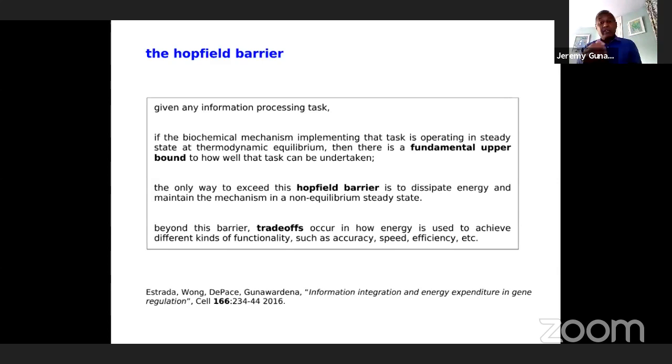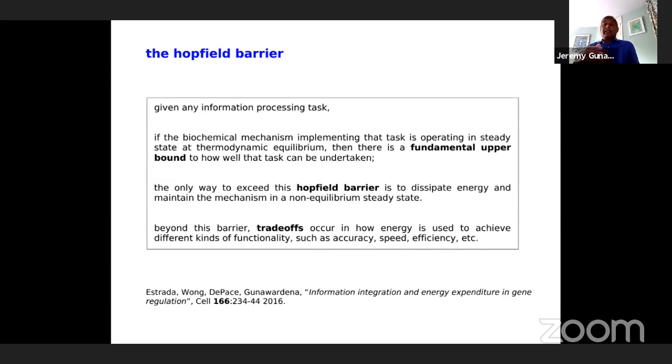It could be classification. It could be learning. It doesn't matter. Whatever your favorite information processing task is, if the mechanism that's implementing that is operating at thermodynamic equilibrium, there is a fundamental upper bound to how well it can do that. And that bound is set by physics. It's set by Dieter bounds. And it doesn't matter how complicated the mechanism is, it's never going to exceed that, do better than that.